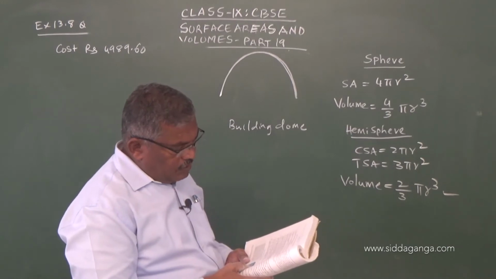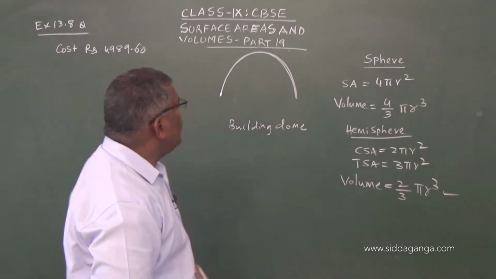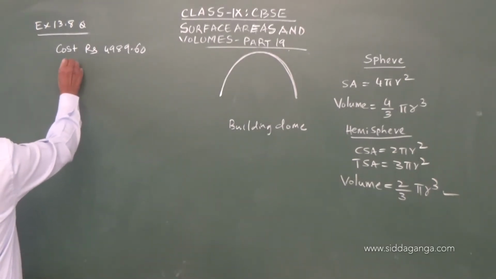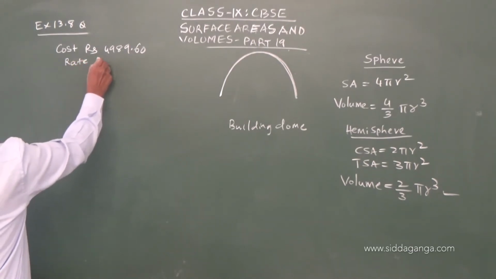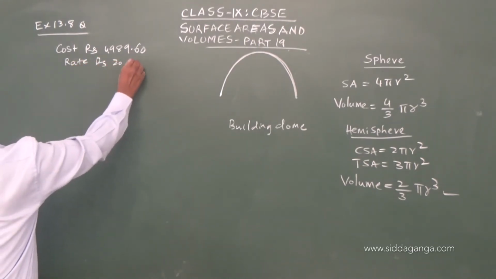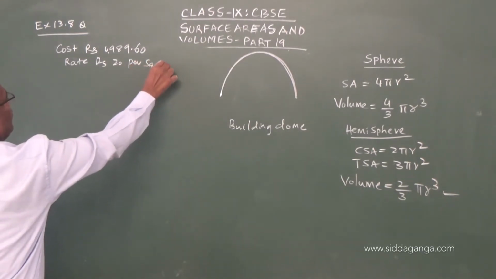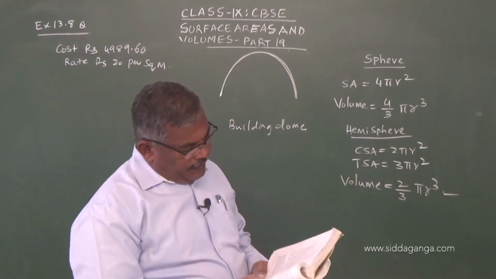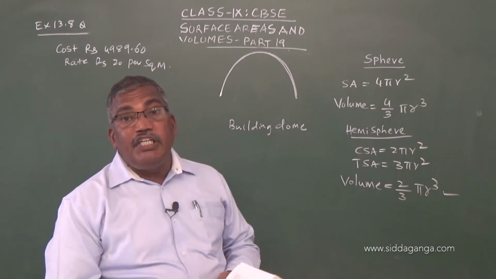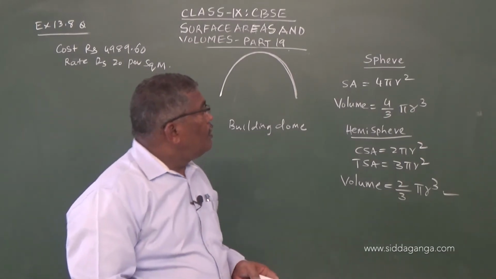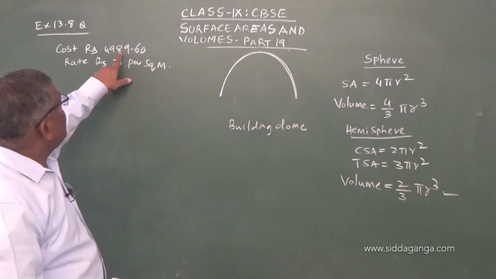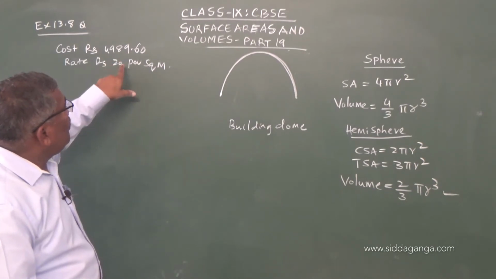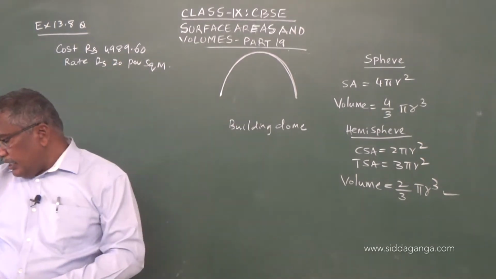If the cost of whitewashing is rupees 20 per square meter, find the inside surface area of the dome. The total cost is given and the rate is given. If you divide by 20, we will get the inside surface area.